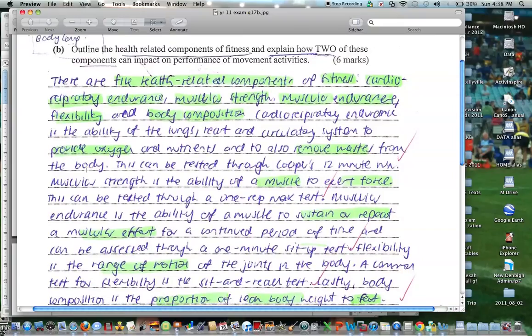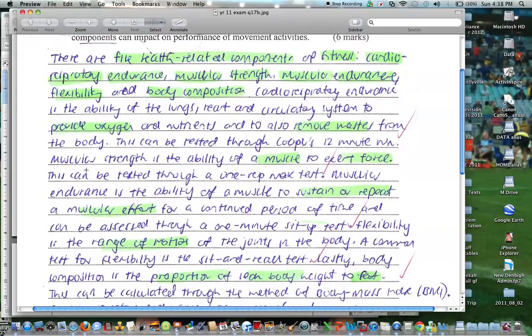There are 5 health-related components of fitness: cardiorespiratory endurance, muscular strength, muscular endurance, flexibility, and body composition. They're all correct. That's listing. I'm not a big fan of that. Then he gets into it. Cardiorespiratory endurance is the ability of the lungs, heart, and circulatory system to provide oxygen and nutrients and to also remove waste from the body. This can be tested through Cooper's 12-minute runs. We've been able to include a test in there even though we didn't need to.